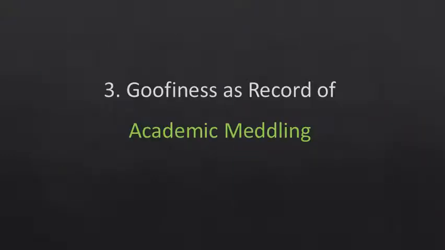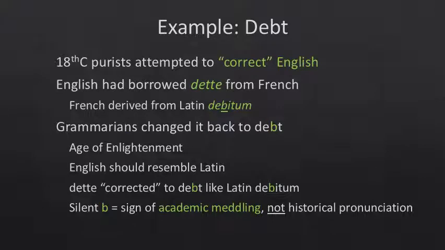Third reason for English spelling and usage being goofy. Academic meddling. Yes, I take the fall for this. People like me. Okay. We're going to use the example of the word debt. And if you've been paying attention, you're already thinking ahead of me, and you're saying, okay, debt. It's spelled with D-E-B-T, spelled with a silent B. Where'd the B come from?